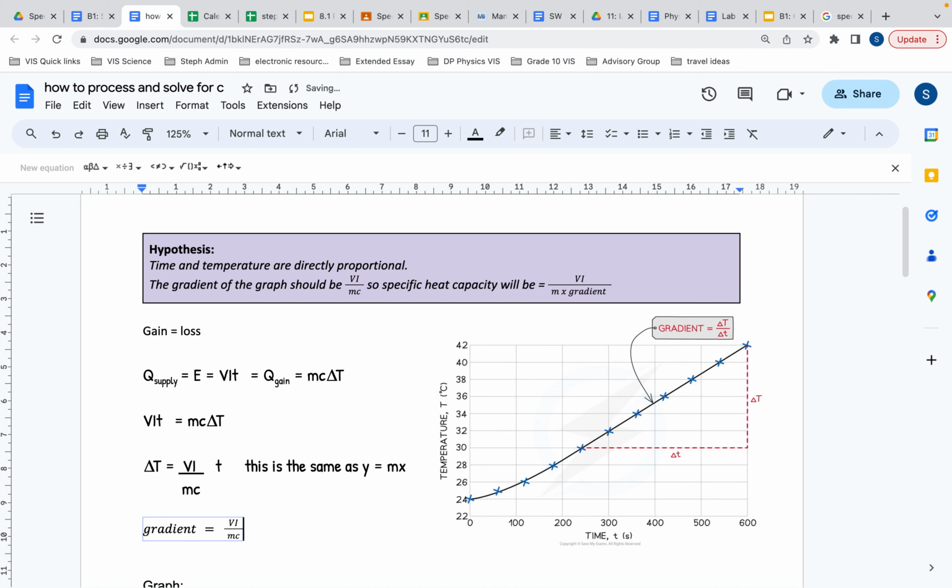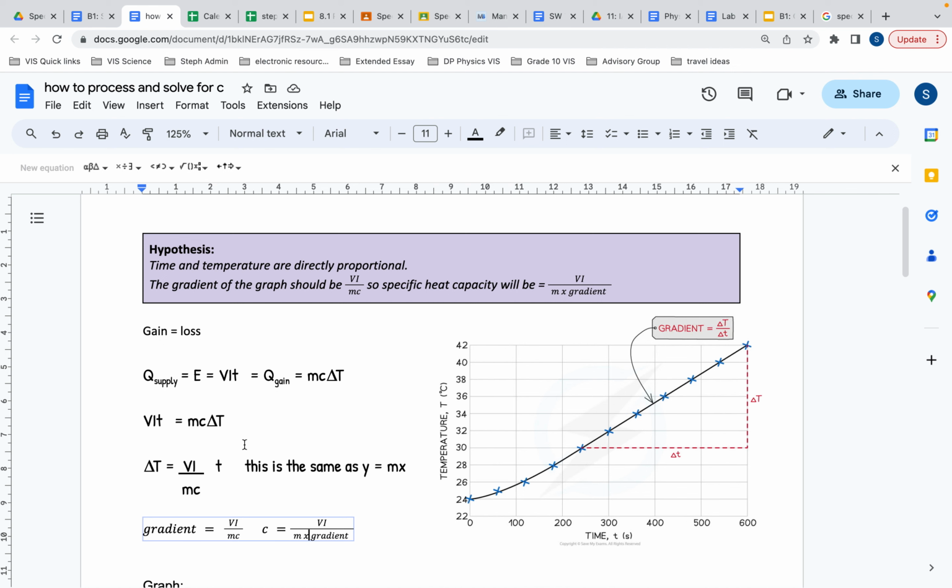And so if I wanted to, I can then say, okay, so c was going to equal V and I divided by the mass times the gradient. I'm being really careful here because I often use the symbol m for both mass and gradient, so I'm writing m and gradient, just so we can see the difference between the two of them. Again, you can put this in whole words. So that's how I'm going to rearrange to hopefully find the specific heat capacity.